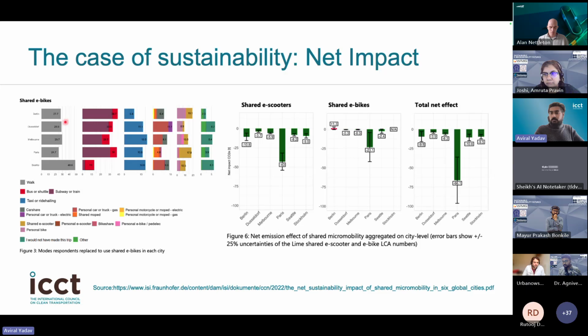So when we combine the life cycle emissions of these shared e-bikes, personal electric bikes, personal scooters and everything, and also the kind of mode they replace, what is the net impact? Here we can see the net impact of shared e-scooters. Again, it was a net benefit. Overall, it resulted in lower emissions in all the cities. The only outlier was Berlin. We can go deep into the paper on what the reason was, but the consensus was that yes, it helps in reducing the overall emissions by shifting to electric mobility.